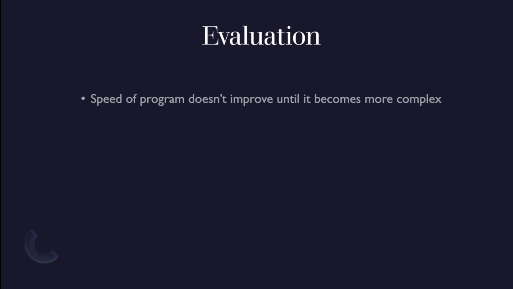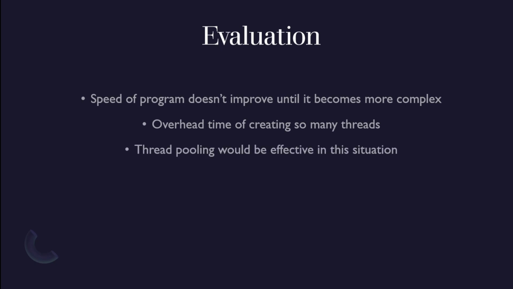Speed of the program doesn't really improve from this method of multi-threaded rendering until the program becomes more complex. This is most likely due to the overhead of creating so many threads. This is where something like thread pooling would become extremely effective at helping reduce the computational time. The scalability is inconsistent as the thread count increased.